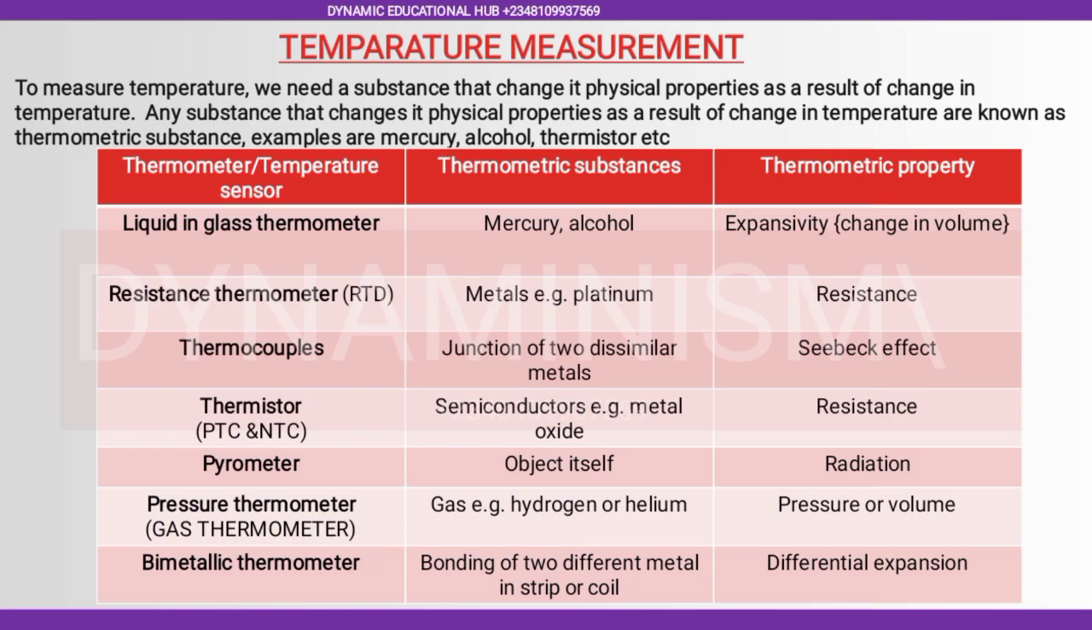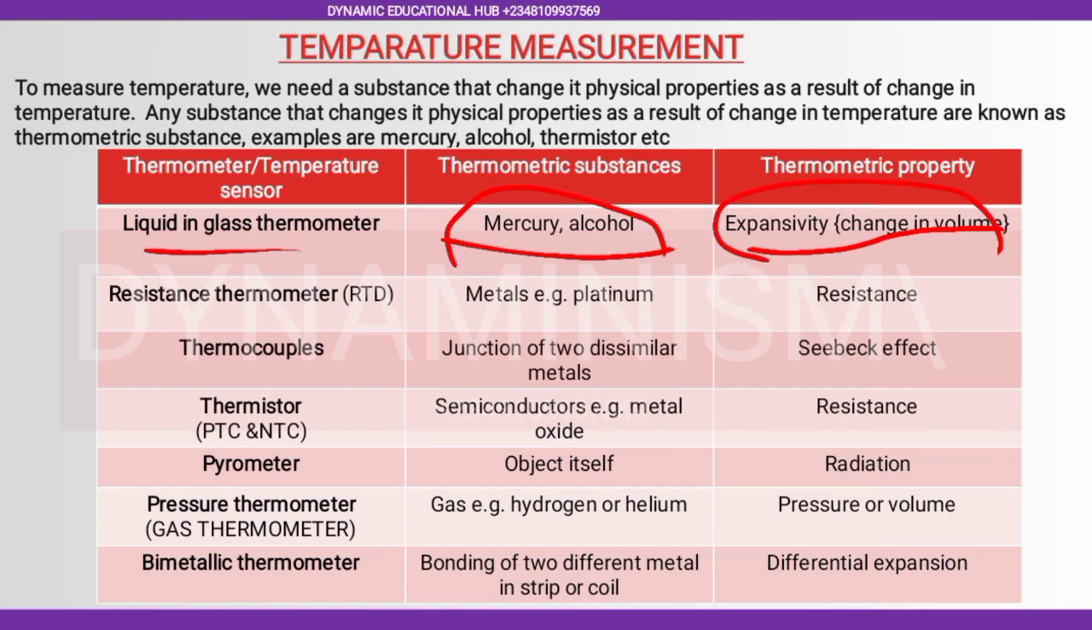Now let's talk about the liquid in glass thermometer. Liquid in glass thermometer uses mercury or alcohol as a thermometric substance. The property we are using here to measure temperature is expansivity, change in volume. As we use this thermometer, the thermometric substance will be increasing or decreasing in volume, and we use that to measure temperature.